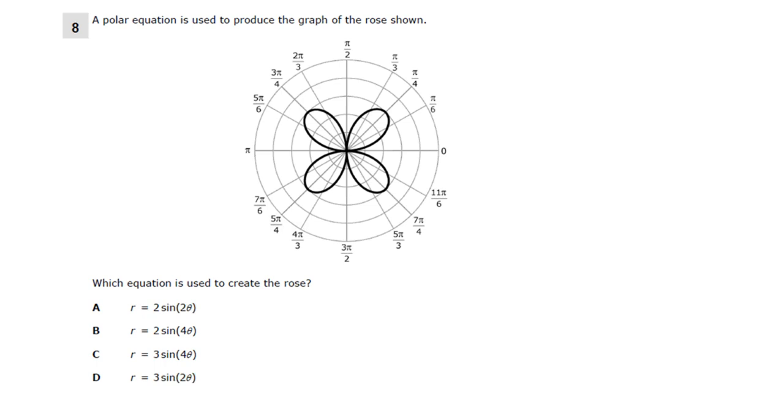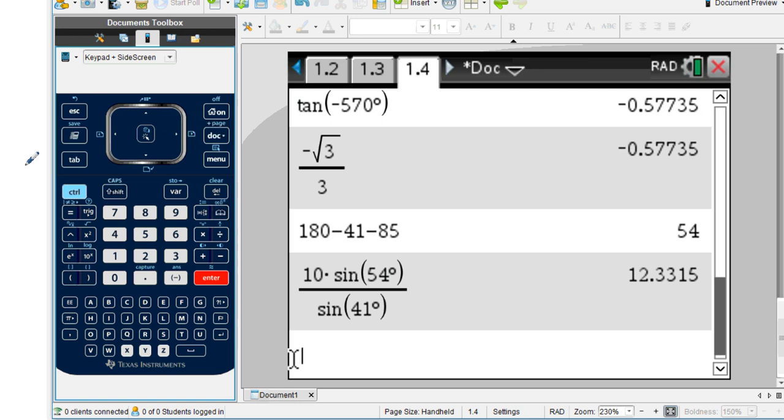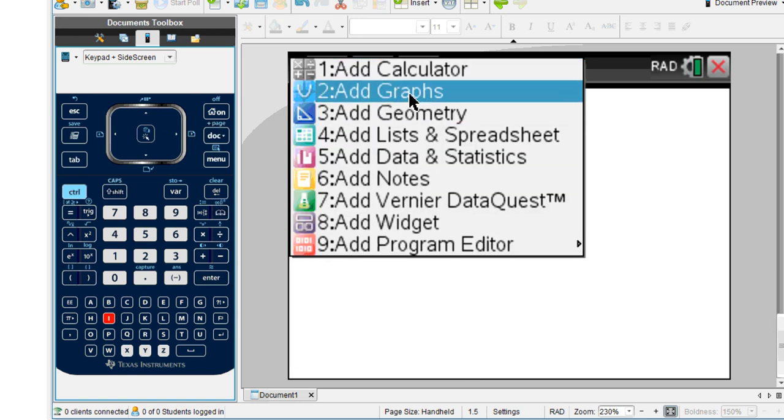So basically what we're going to do here is use our calculator's graphing capability for polar equations. I'm just going to go down the list here. We can start with, here we have, that's what the thing looks like. Okay, let's get to our calculator. 2 sine 2 theta. Okay, Control I, add graph.